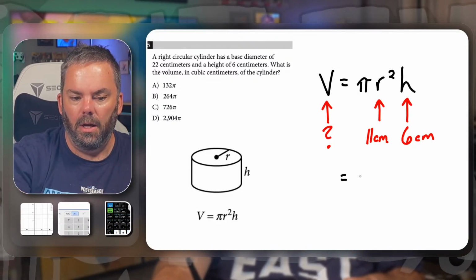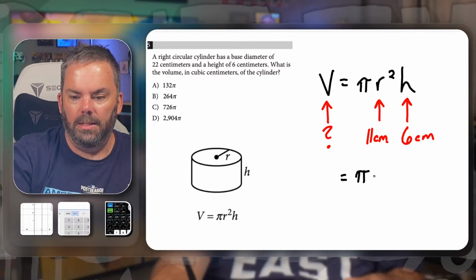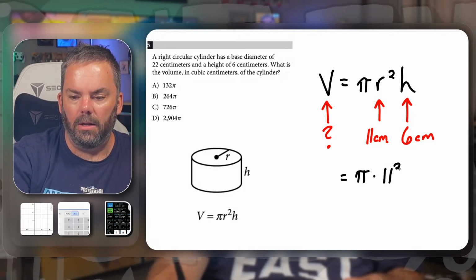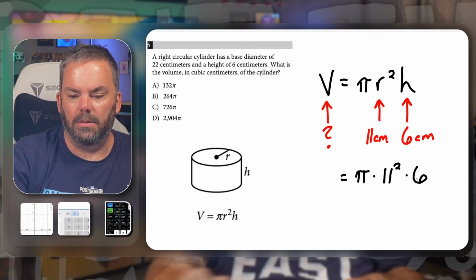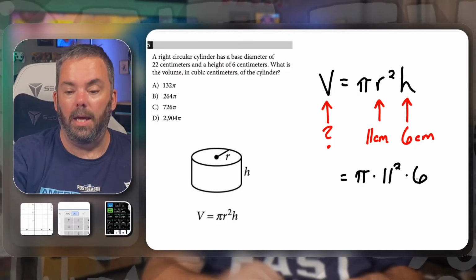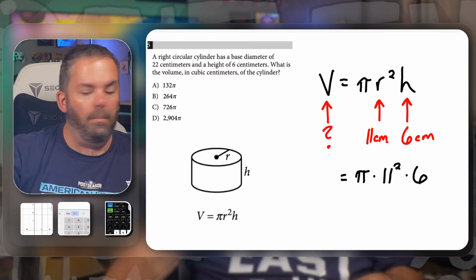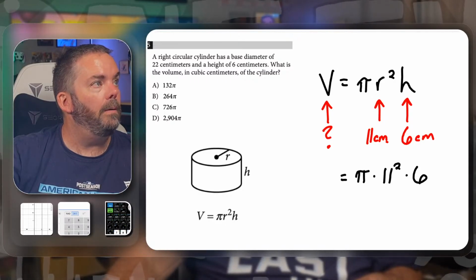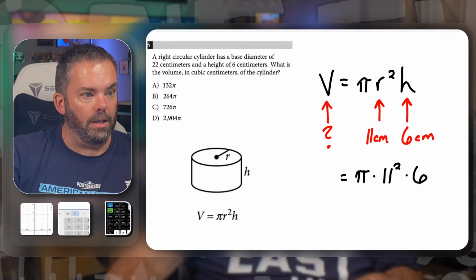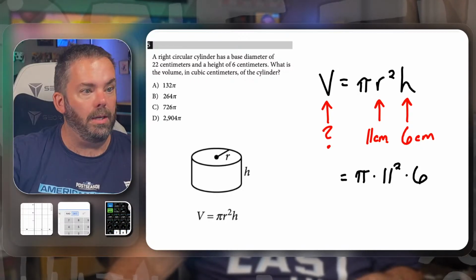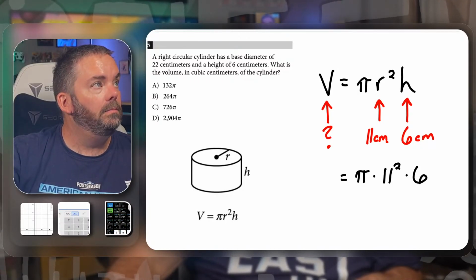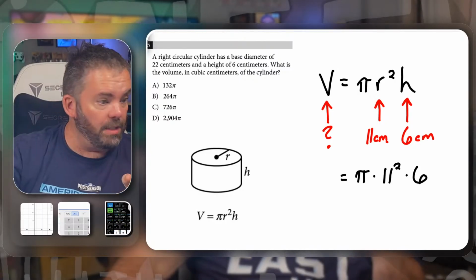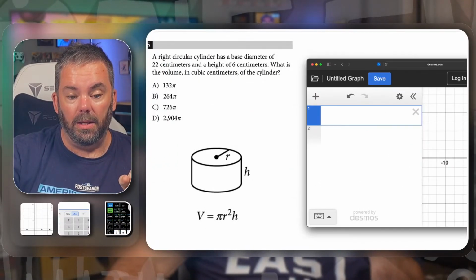So let's look. We've got pi times 11 squared times 6, right? Pi r squared h. All right, so now might be a good time for me to bring over this calculator. I'm going to show you a little something here. I got to drag it over because my calculator totally broke yesterday and I haven't fixed it yet. Not my calculator, but my button. Desmos never breaks. Desmos will be there for you.